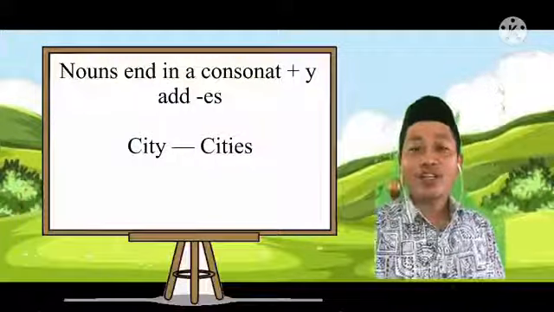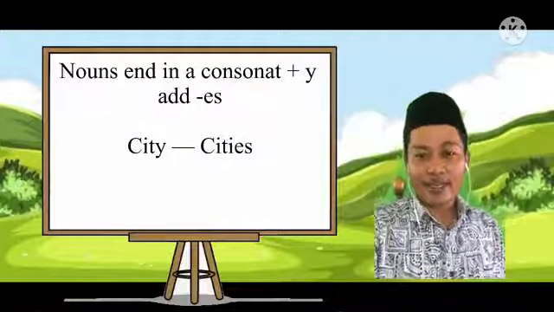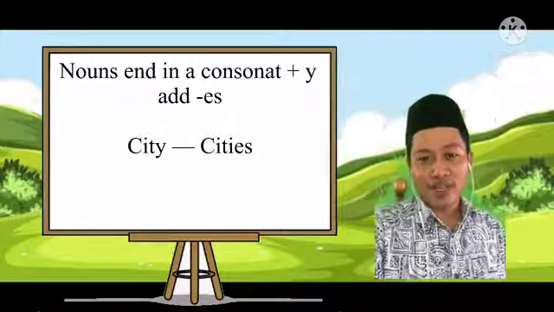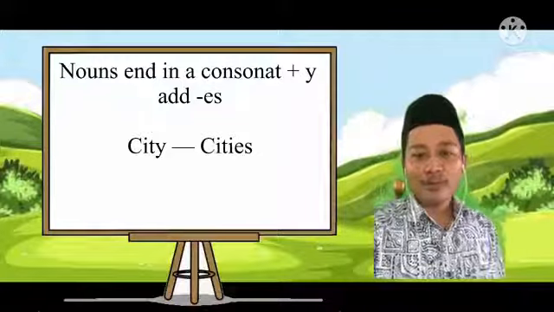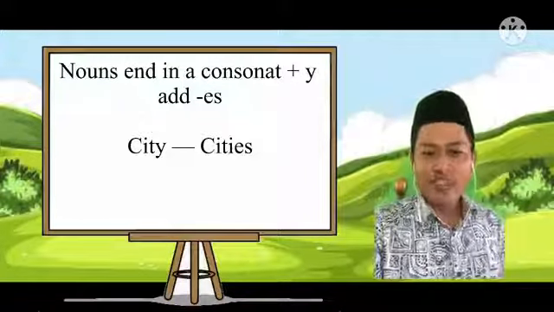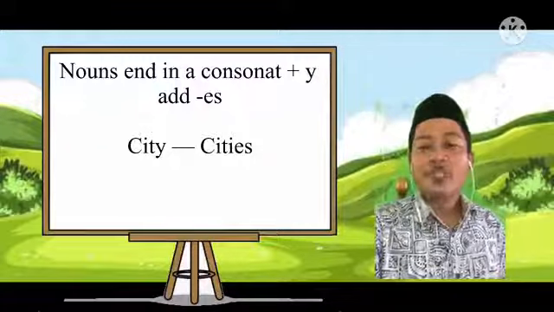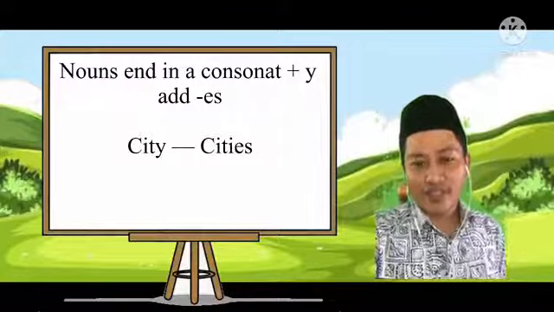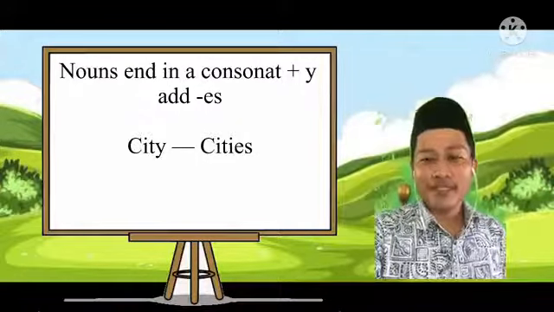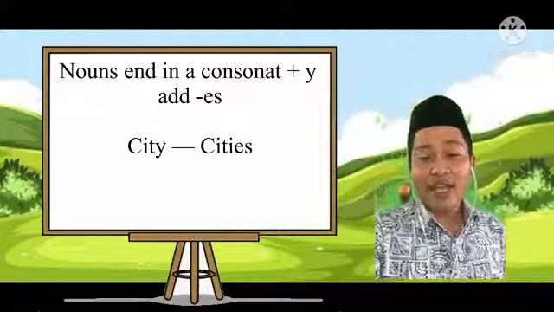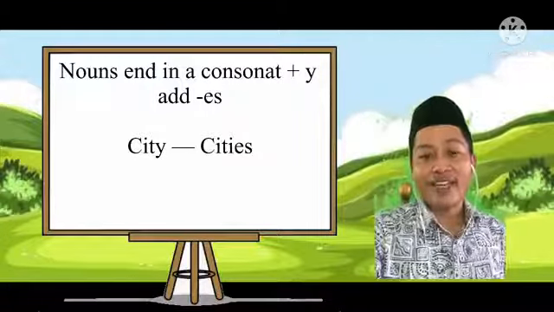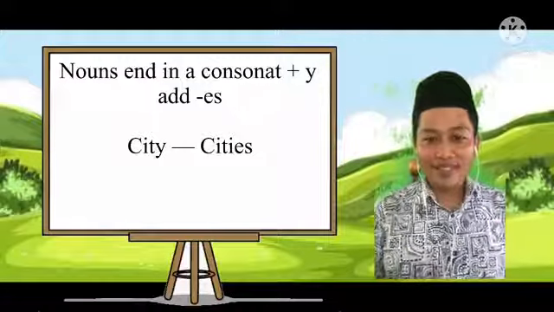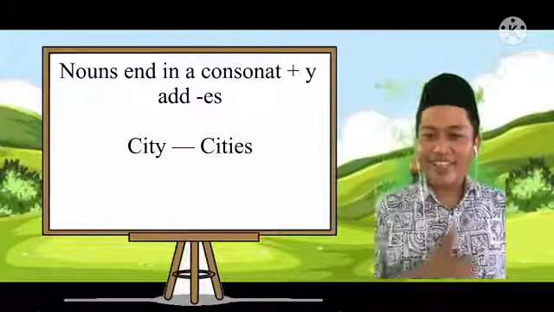Next, what other singular is added by es? Okay, the singular that ends in a consonant and y. For example, like city, the previous letter before y is a consonant. It should be added by es, and the letter y is changed into i. For example, city becomes cities. Do you get it? Okay, good.